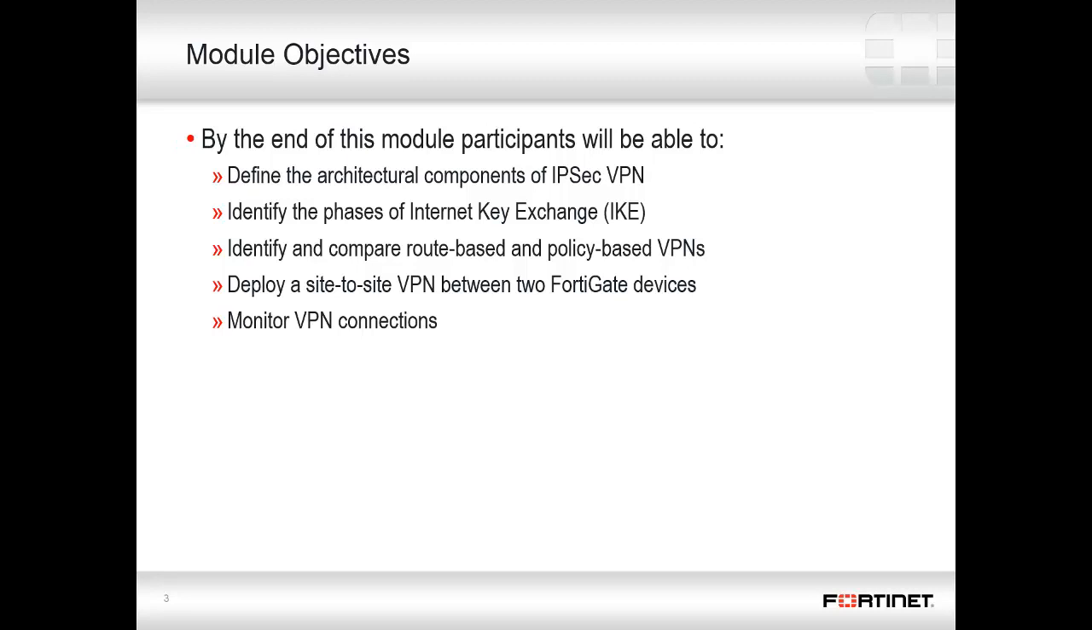By the end of this module, you should be able to identify the various components of an IPSec VPN, the IKE phases and mode, and the differences between policy-based and route-based VPNs. You will also learn to configure a point-to-point VPN between the two FortiGate devices and use the IPSec VPN monitor to check the status of each tunnel.